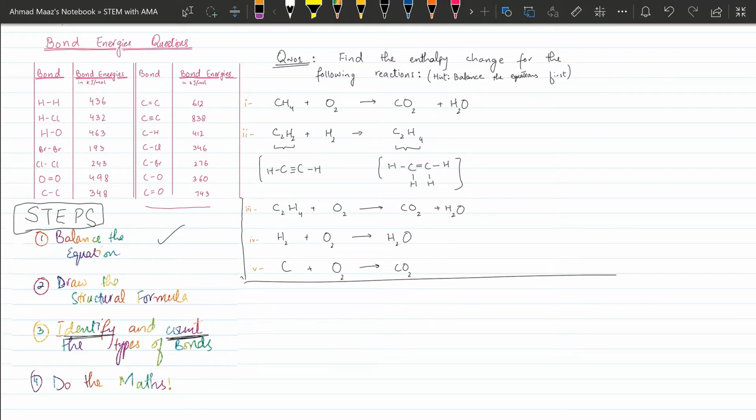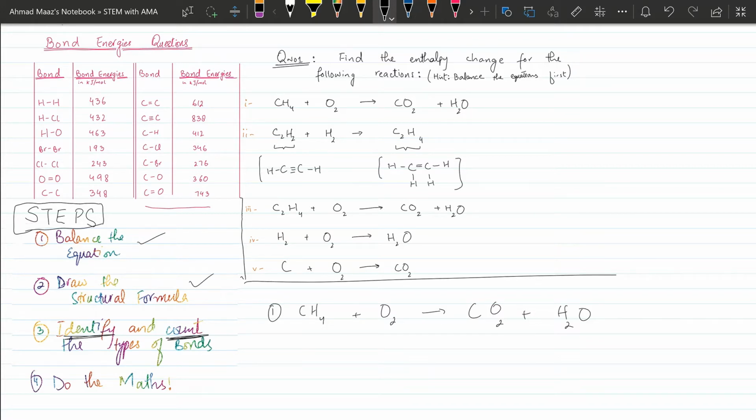Number one, you are given an equation, you need to balance it. Any equation which is not balanced is useless for the calculation. So first of all, let's balance the first equation that we have: CH4 plus O2 gives CO2 plus H2O. Then we'll balance it, then we'll draw the structural formula.